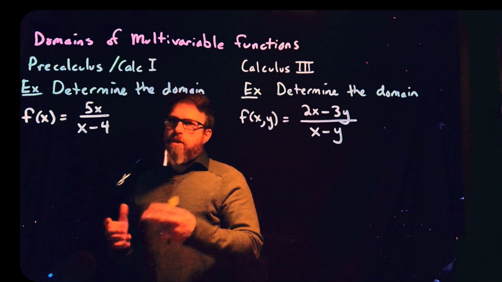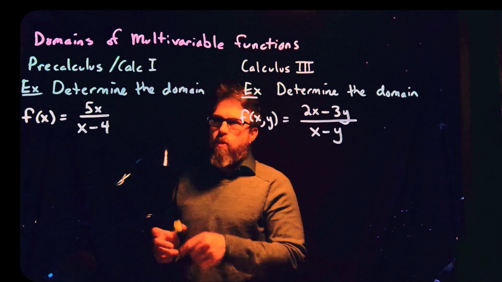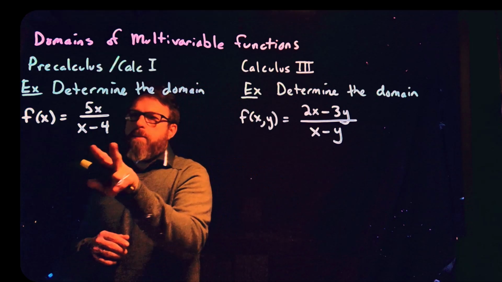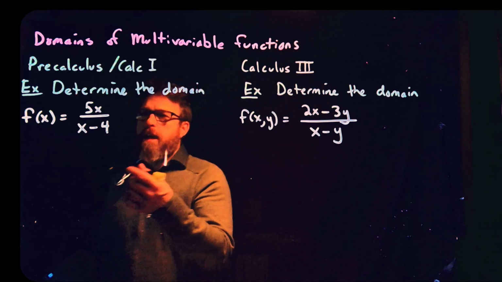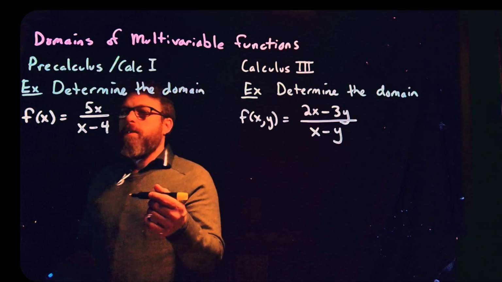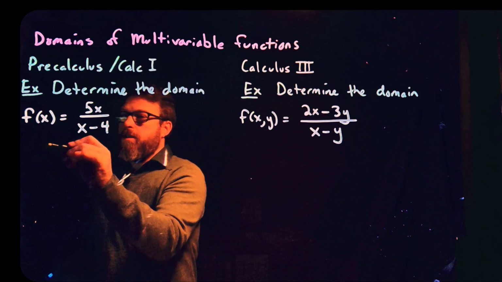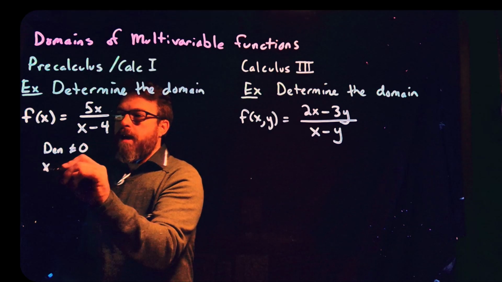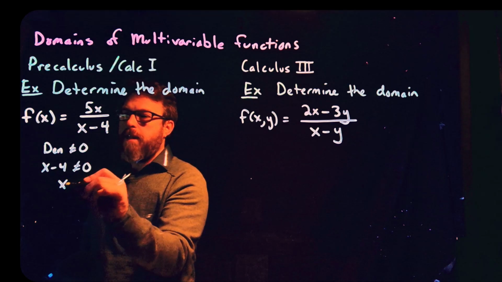So if I ask you to determine the domain, like in a pre-calc or a calc 1 class, a lot of times they ask, where is it continuous? Well, we're really just asking, what's the domain of this function? And we know that we can't divide by 0. It'll give us something that's undefined. So the denominator is not allowed to be equal to 0, which means x minus 4 is not allowed to be equal to 0, which means x is not allowed to be 4.